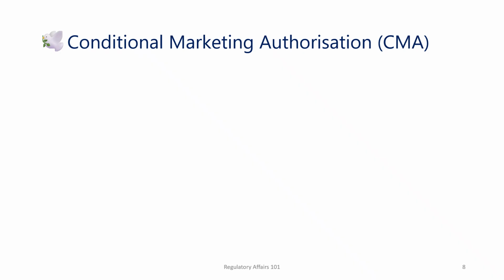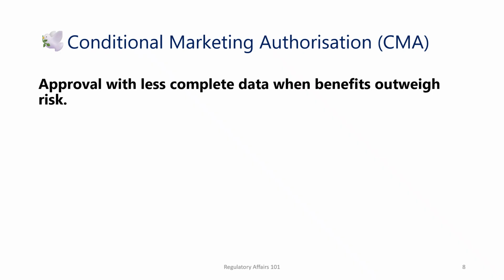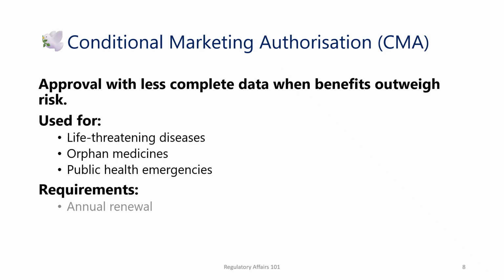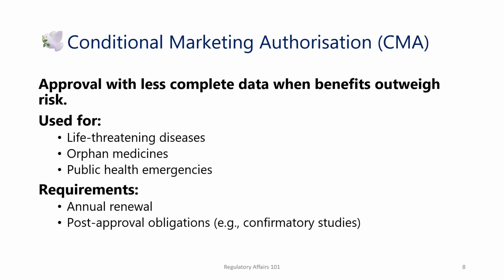Conditional marketing authorization allows approval based on less complete data when the benefit-risk balance is positive. It's used for life-threatening diseases, orphan medicines, and public health emergencies. CMA requires annual renewal and post-approval obligations, such as confirmatory studies.